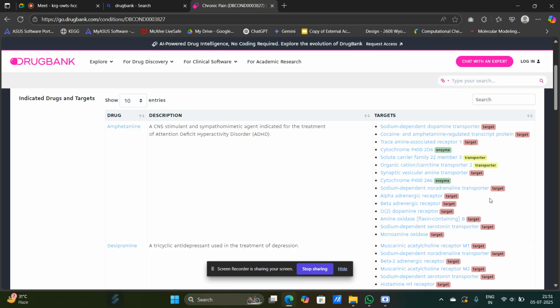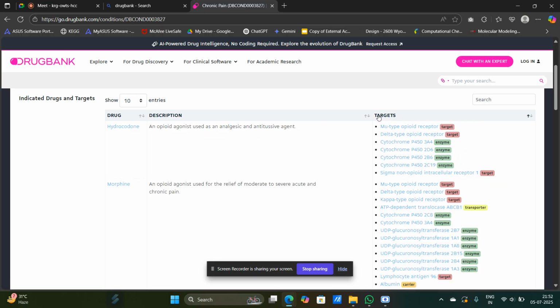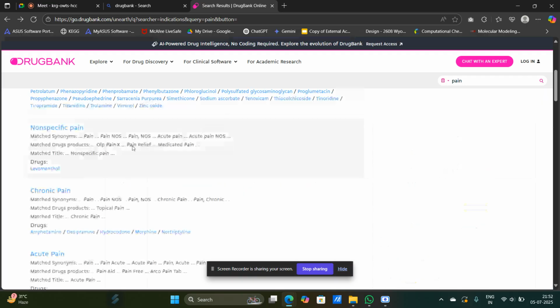And your homework is again to find the difference between what this first line means when it says that a particular sodium dependent dopamine transporter is a target, and why it does not say the same for cytochrome P450. Are you guys able to understand what I'm trying to say? There is a common target column, but they have different labels for different targets.